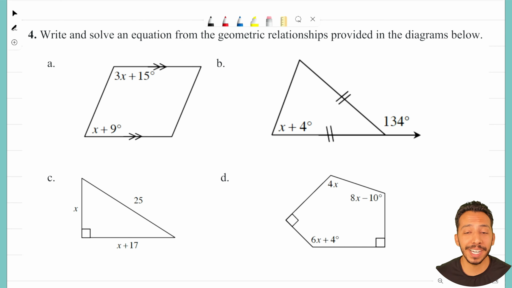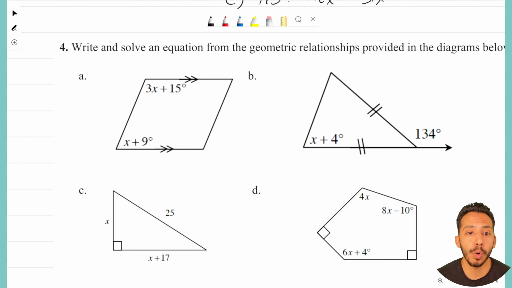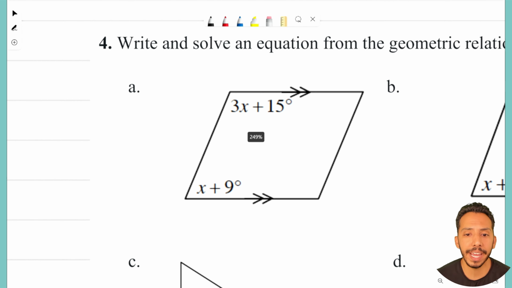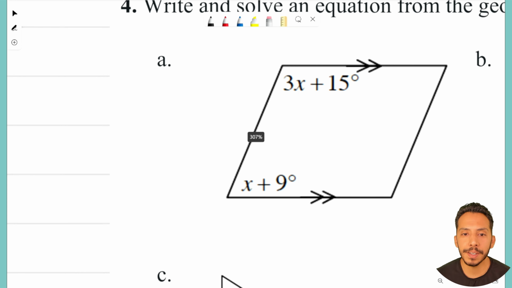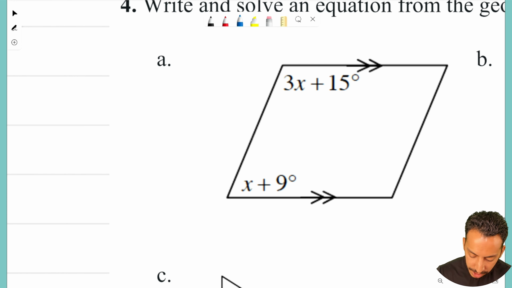I'm on number 4 now, and it says write and solve an equation for the geometric relationships provided in the diagrams below. Wow, so we need to write and solve an equation. Looks like angle relationships are happening here, and hopefully we can remember all that we learned for that. I'm going to zoom in here on A, just so we can see it nice and big, and then start to remember what's going on.